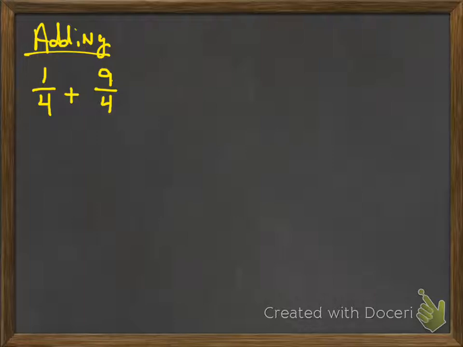Anyways, we've got 1/4 plus 9/4. Now, when we have the same denominator, that's the number on the bottom, we can just add the numerators and keep the denominator. So 1 plus 9 is 10 over 4.